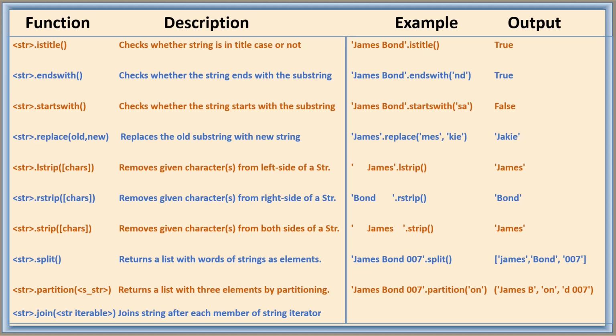string.join(iterable). The argument is a string iterable. This will join each member of the iterable with the string between them, so it will keep repeating until the iterable is finished. For example, the string is "serial number", join 123. So here 1, serial number, then 2, serial number, then 3. The string will appear between the characters until all the elements of the iterable are over.